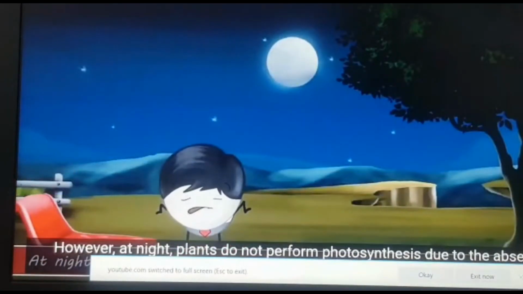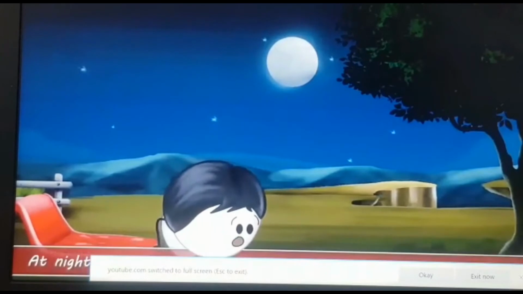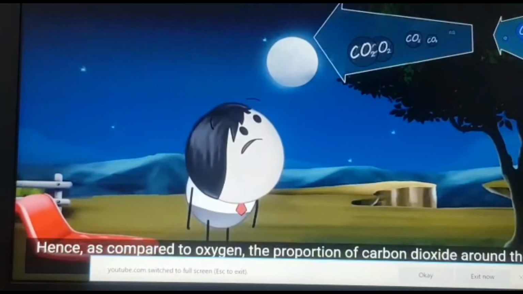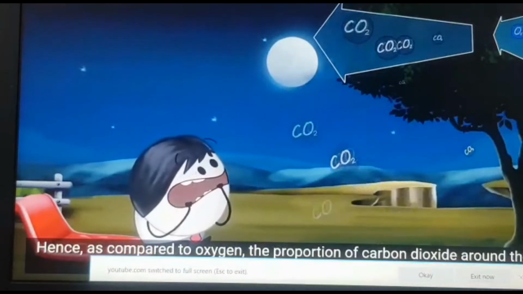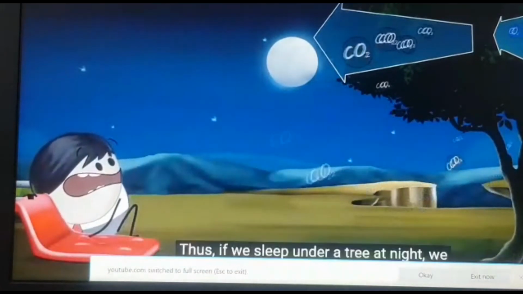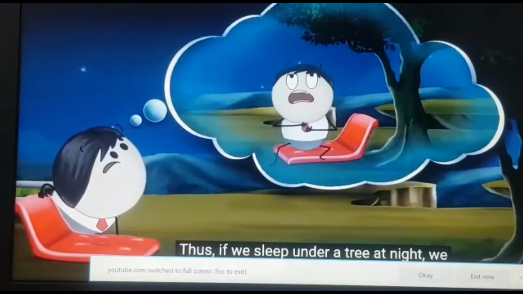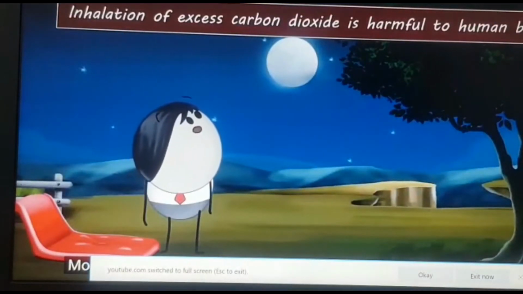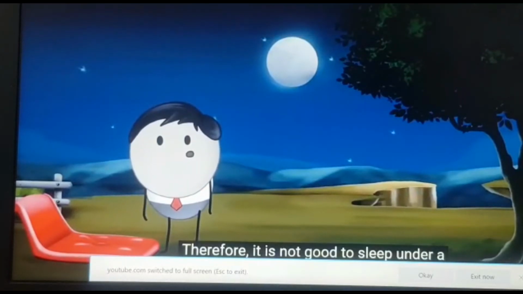However, at night, plants do not perform photosynthesis due to the absence of sunlight. But respiration still goes on. Hence, as compared to oxygen, the proportion of carbon dioxide around the trees is more. Thus, if we sleep under a tree at night, we may feel suffocated due to lack of oxygen. Moreover, inhalation of excess carbon dioxide is harmful to human beings. Therefore, it is not good to sleep under a tree at night.